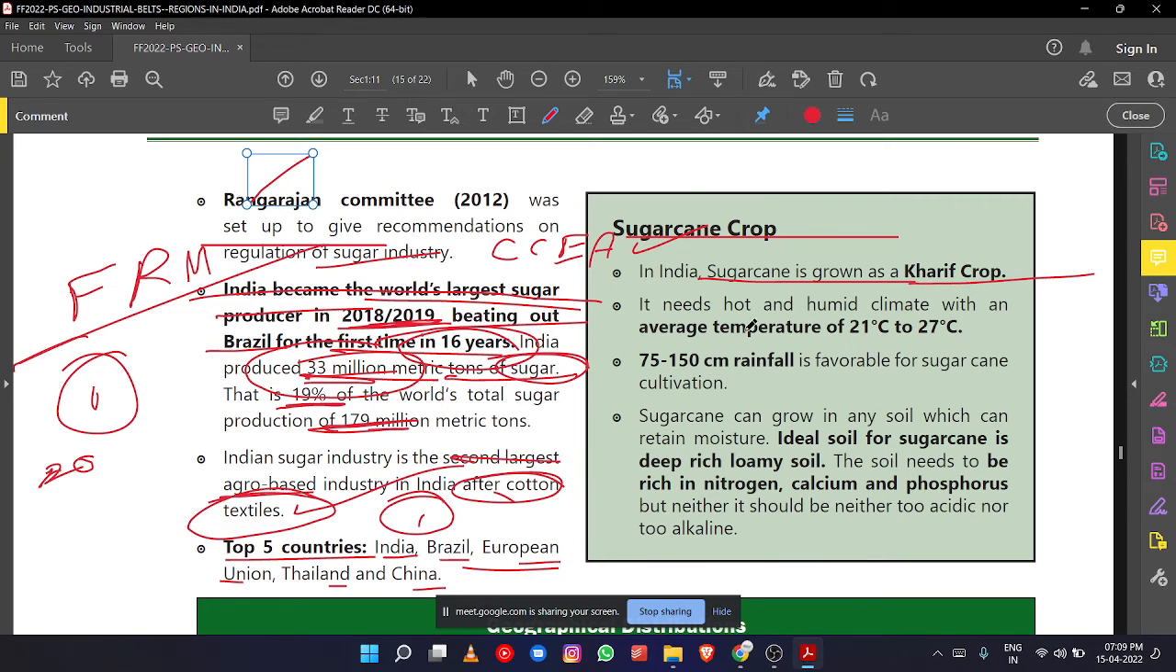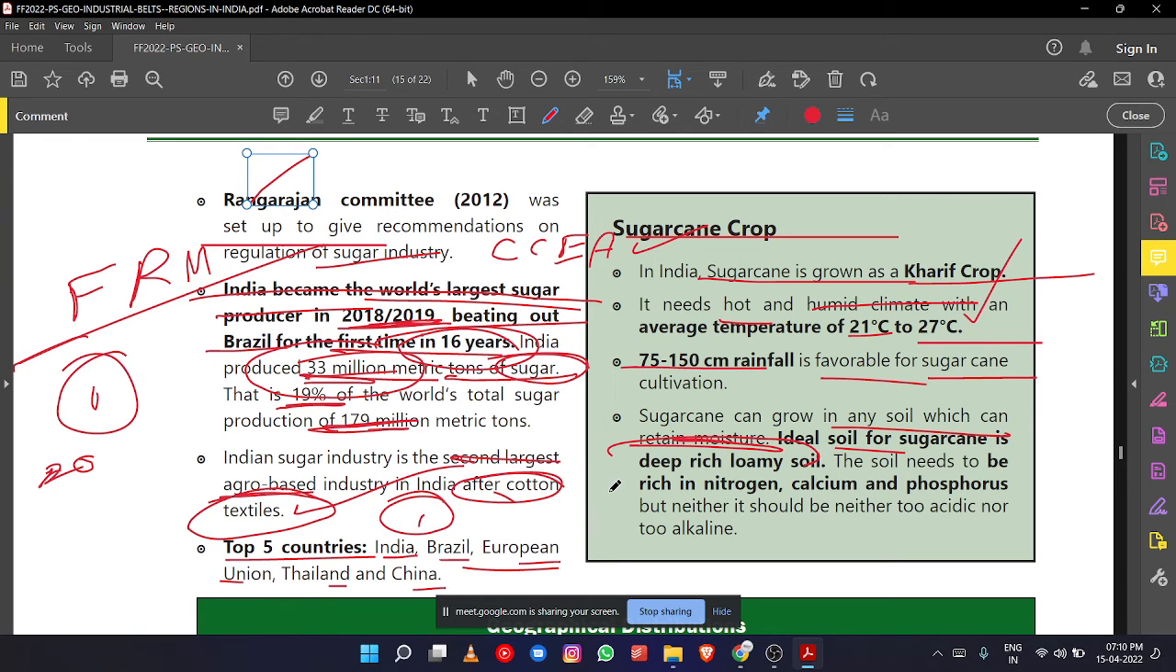Okay. So the sugarcane crop in India is a kharif crop grown in the monsoon season. It needs hot, humid climate with an average temperature of 21 to 27 degrees. These prelims facts will be definitely asked. It requires 75 to 150 centimeters of rainfall, favorable for sugarcane cultivation. Sugarcane can grow in any type of soil which can retain moisture. Ideal soil for sugarcane is loamy soil.